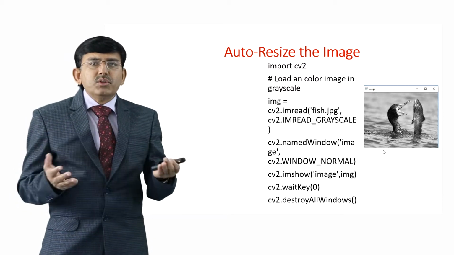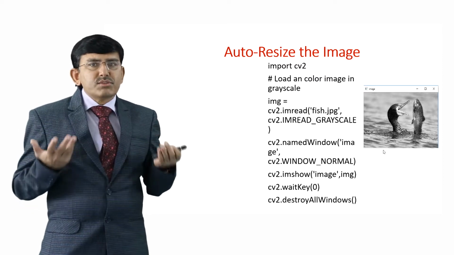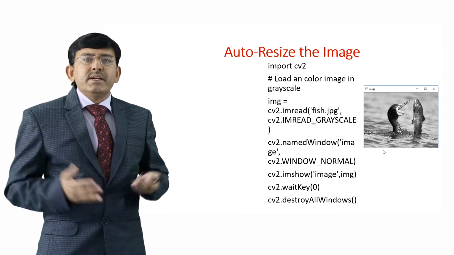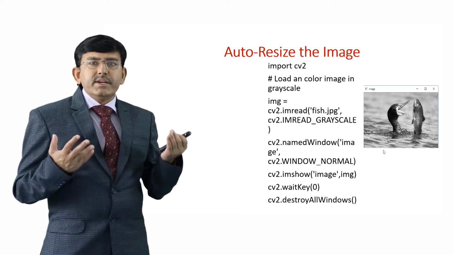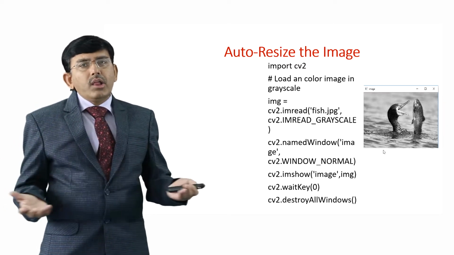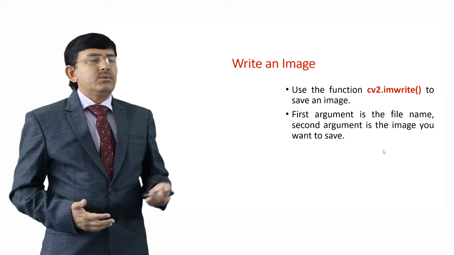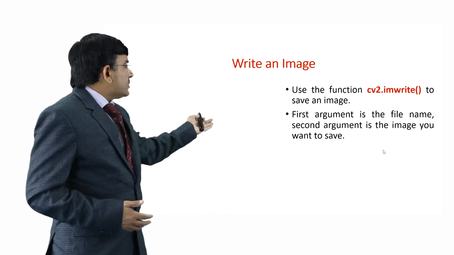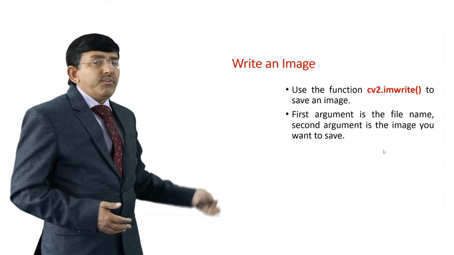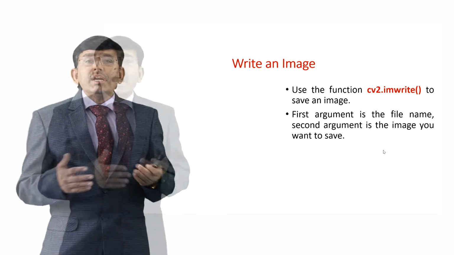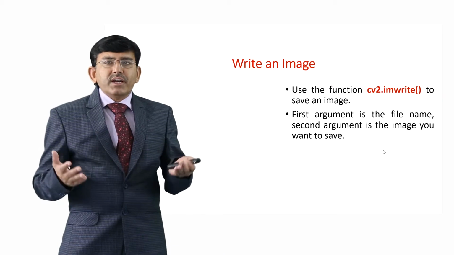Then say imshow with the image name, along with the variable in which we have stored the output of the imread function. waitKey for 0, then cv2.destroyAllWindows. This way the group of statements we can execute. Now here it is going to give the flavor of how we can write the image after doing certain modification into it.